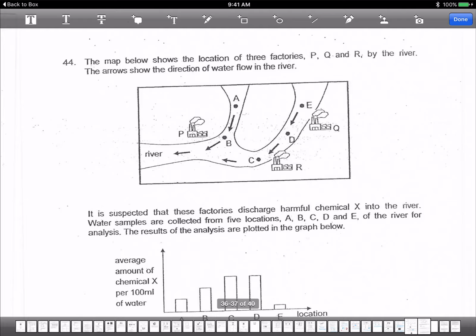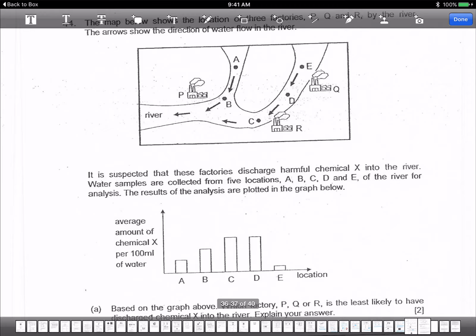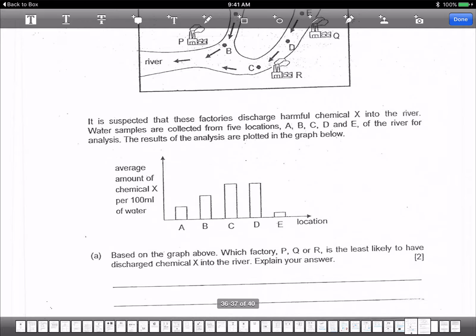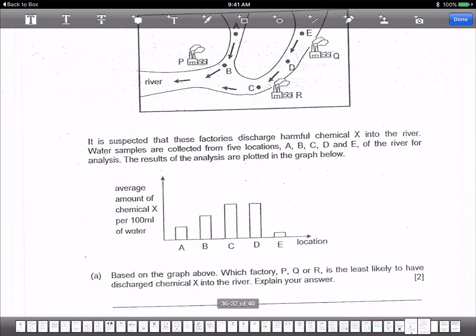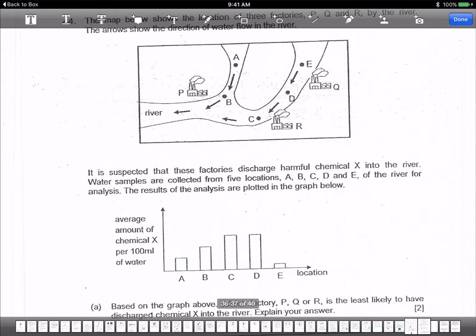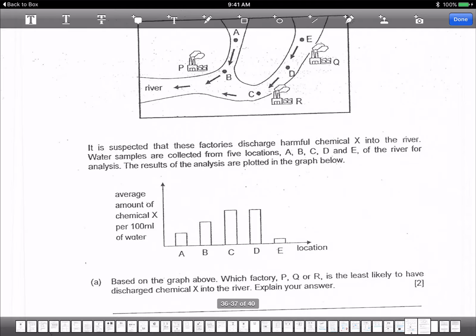Okay, we have the map below. Show the location of three factories. So they suspect that there's discharge of harmful chemical X. Okay, which factory, P, Q or R, is the least likely to have discharged X into the river?